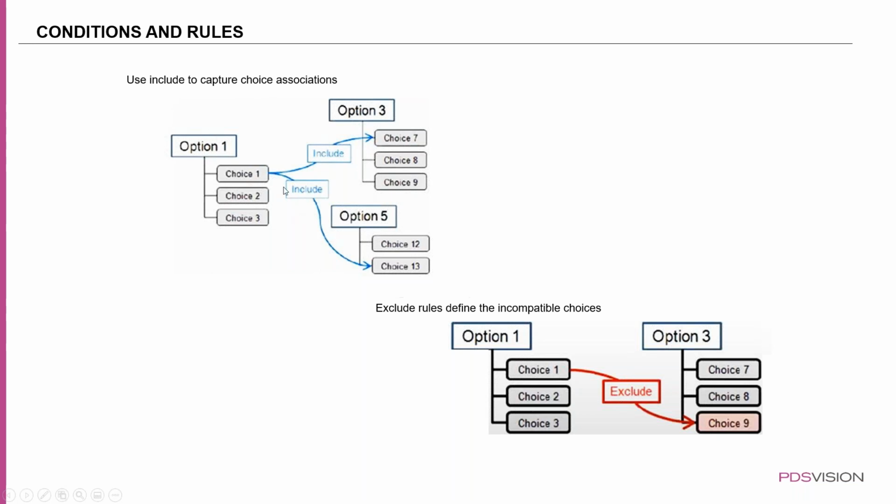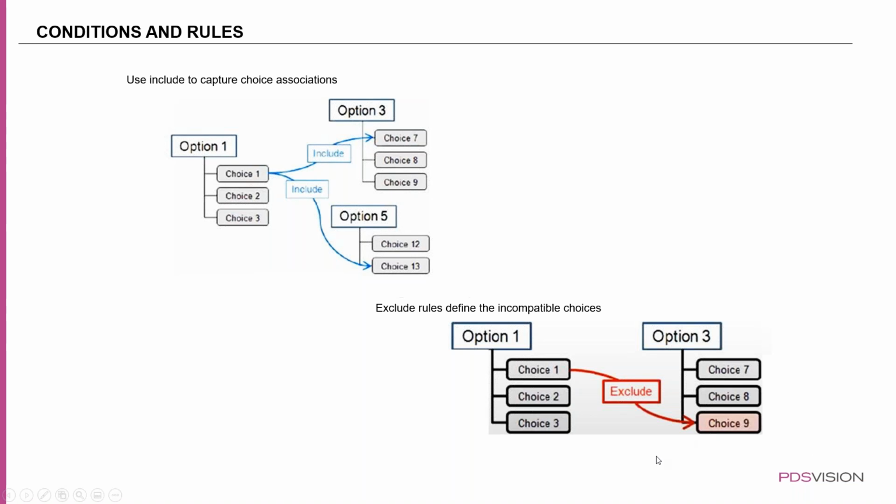under option 1 I choose the first choice there, it will then automatically pick under option 3 that choice over there, and under option 5 it will then choose that option there. So as soon as you pick that, it forces it to automatically include those in your configuration.